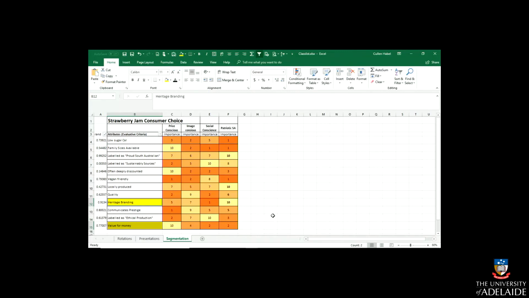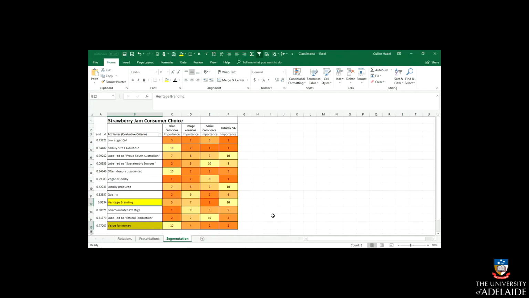We can plot our customers here, 1 to 10, and 1 to 10. And so who's a 10? 10 on heritage branding, 2 on value for money, and who's that customer? Patriotic. Yep. Great, patriotic.